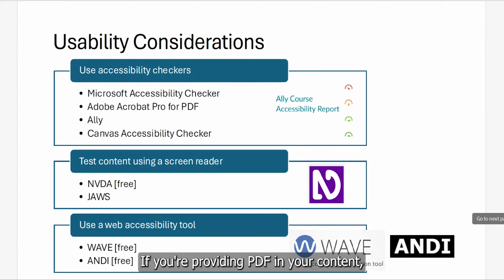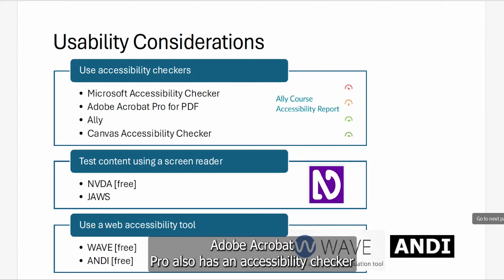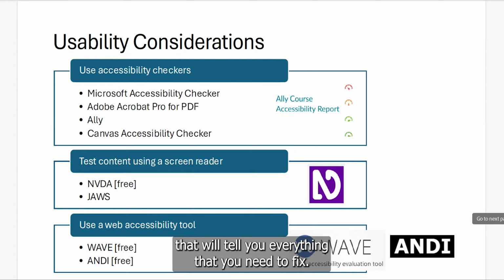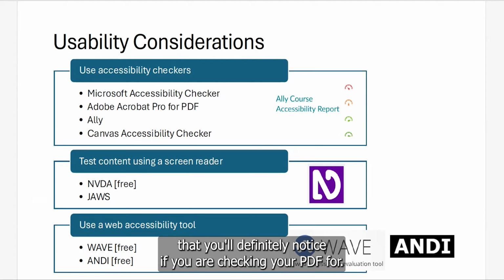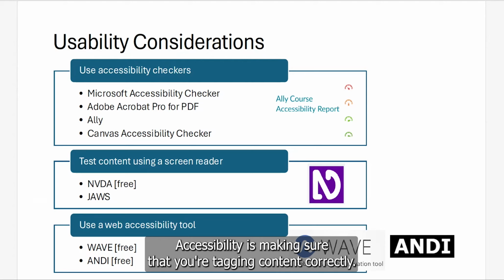If you're providing PDF in your content, Adobe Acrobat Pro also has an accessibility checker that will tell you everything that you need to fix. And we'll probably do a deeper dive into tagging, because that is something that you'll definitely notice if you are checking your PDF for accessibility, is making sure that you're tagging content correctly.